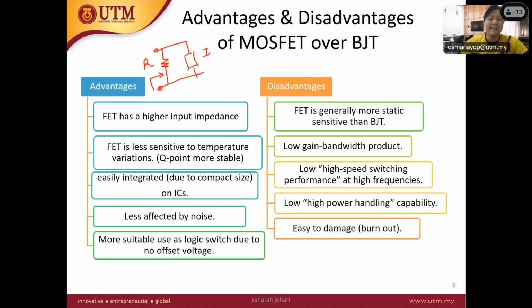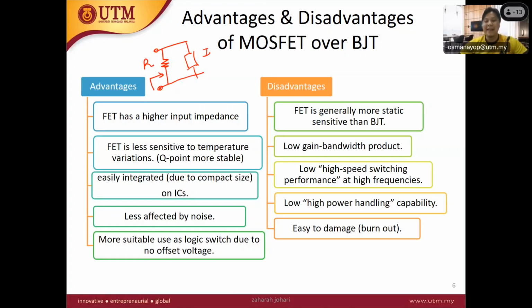So we can see that when FET has a very high input impedance, the loading effect will be less. Loading effect is something that we will learn when you enter the instrumentation lab. You have an experiment on loading effect, when you want to measure a voltage or current using analog as well as digital devices.